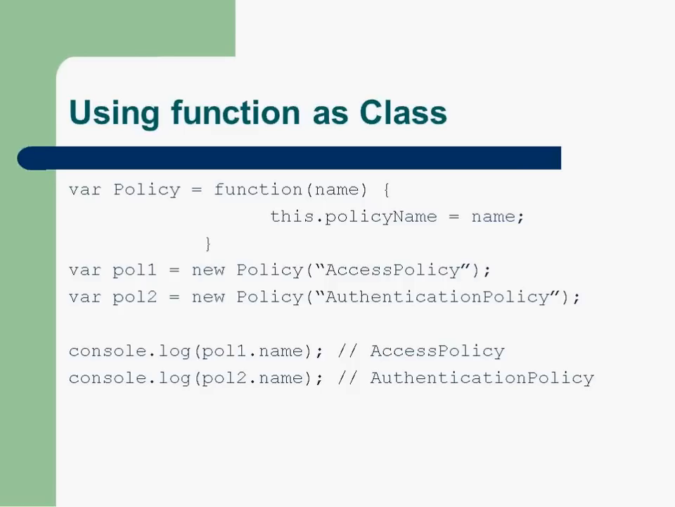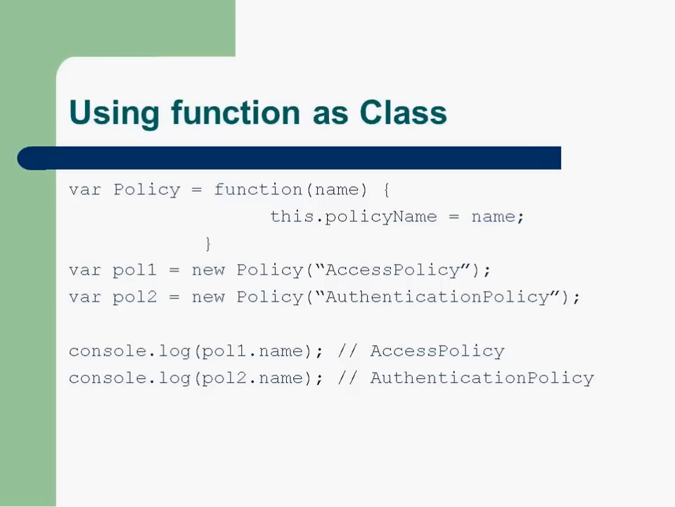Any questions? Similarly, this.policyName is an attribute. Similarly, you can say this.anyMethodName is equal to a function. Here, 'this' defaults to window if you call this Policy function without using the new keyword. Then 'this' will point to the window object.